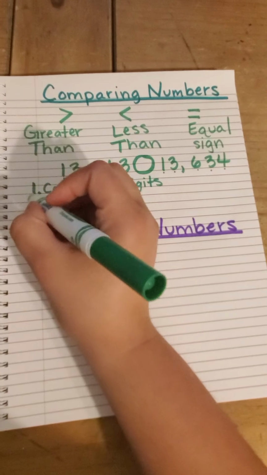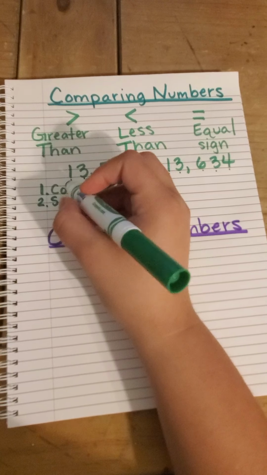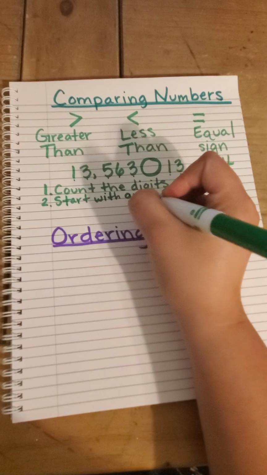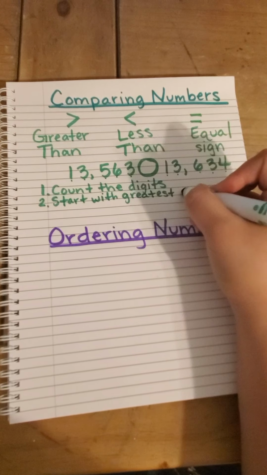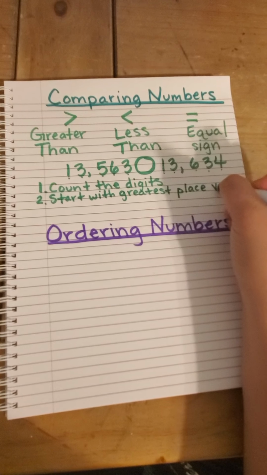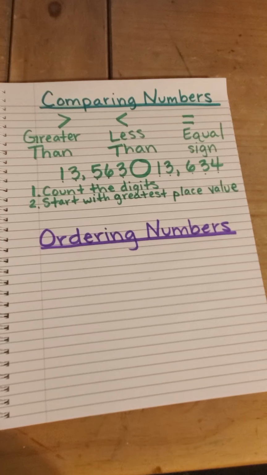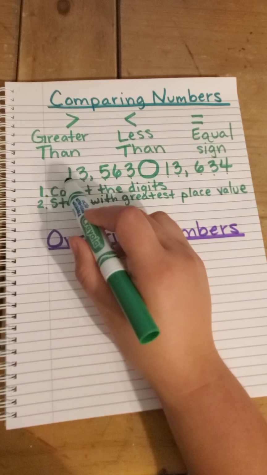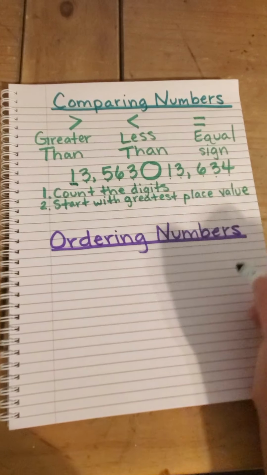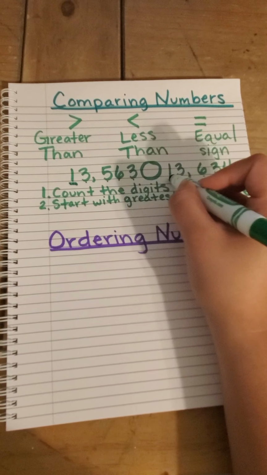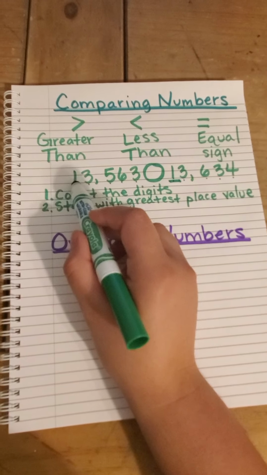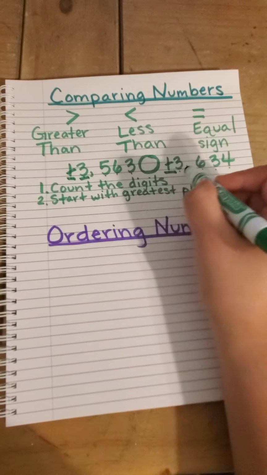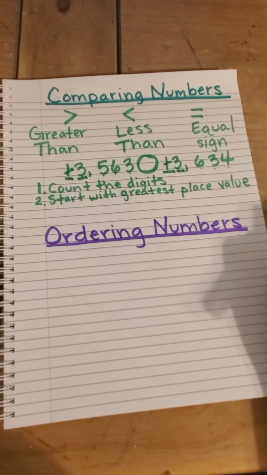So now I want to start with the greatest place value. So my greatest place value, if I look at this one, I have the ones, tens, hundreds, thousands, 10,000s. So my greatest place value is a 10,000. I can see they're the same digit, so that doesn't help me. Look at the next digit. I'm going to keep going down until I find one that helps me.